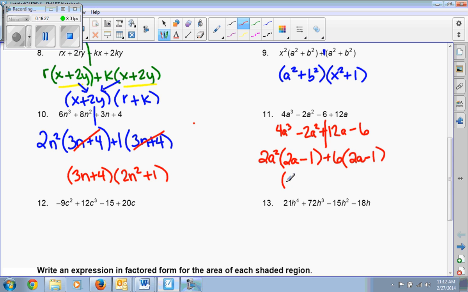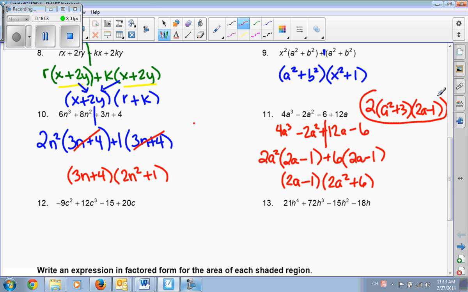So since they match, 2a minus 1 is what they match. And then 2a squared plus 6. Okay, here's where the GCF comes in. 2a squared and the 6, something can be factored out of those. What do those both have in common? A 2. And when you pull out a 2, you get a squared plus 3. And then you rewrite the 2a minus 1. So really, this is the most complete answer.